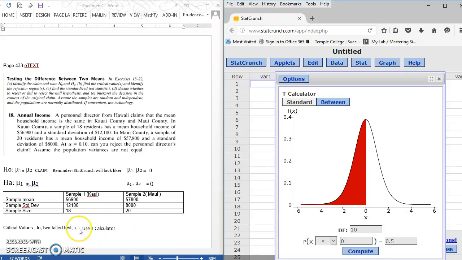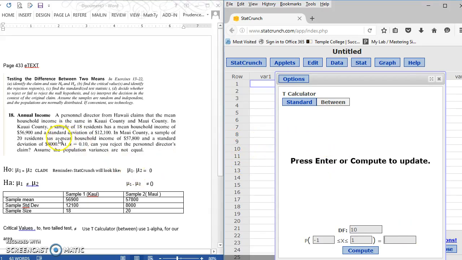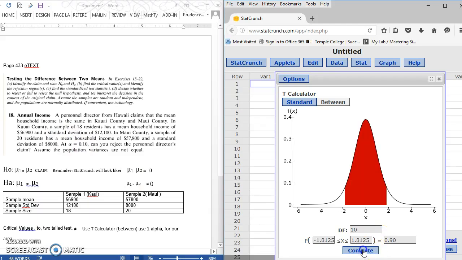Now, because it is a not equal, on the T calculator, we're going to use the between option. And then the other thing is that normally if it was a left or right, you would just put alpha there. But since it is a between, we have to use 1 minus alpha for our area. So 1 minus 0.10 is 0.90.